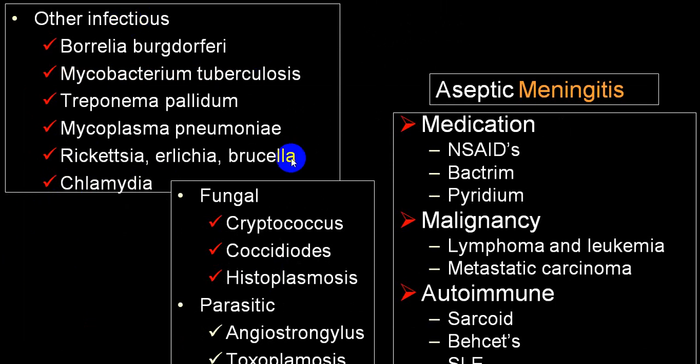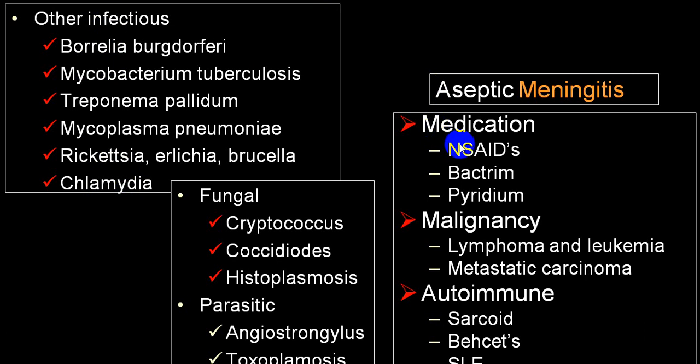You can have infections like fungal, that is Cryptococcus, coccidioidomycosis, parasites, toxoplasmosis, and sometimes odd infections like Borrelia, Mycobacterium tuberculosis, Treponema pallidum, Mycoplasma, Rickettsia, Chlamydia. These are rare but can be there, and they will not be grown on a routine culture. So they will be put into a group, aseptic meningitis. We have to investigate properly if a person is diagnosed as aseptic meningitis.